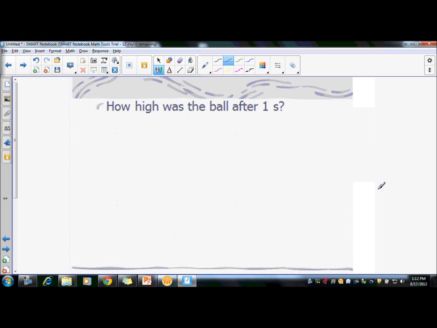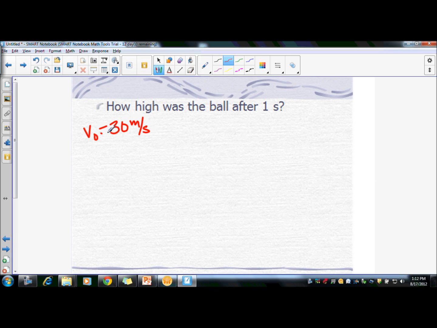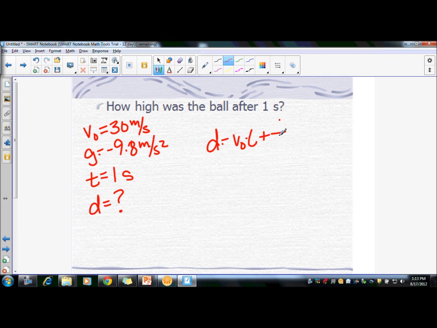So the last question is, what if it just asks you at any given time? We still have our initial velocity, still the same, 30 meters per second. We still have g, negative 9.8 meters per second squared. And now we have time, which is 1 second. Here we're looking for how high it's going to go. So we're looking for d. The equation has those four: d equals v naught t plus 1/2 g t squared.